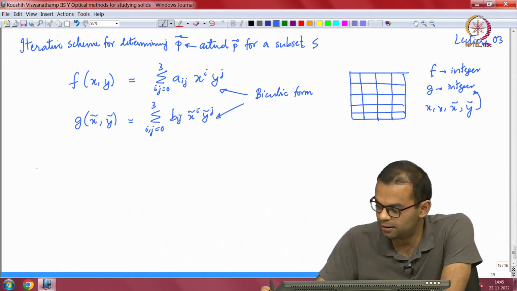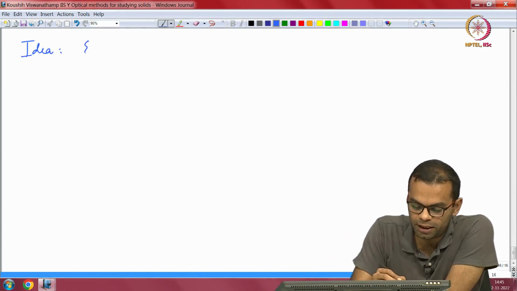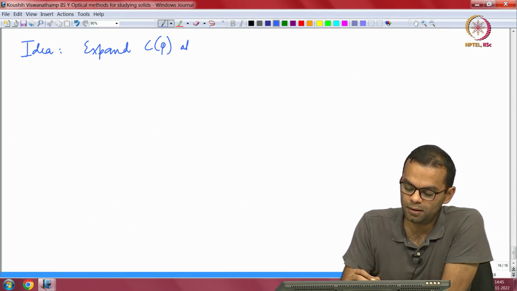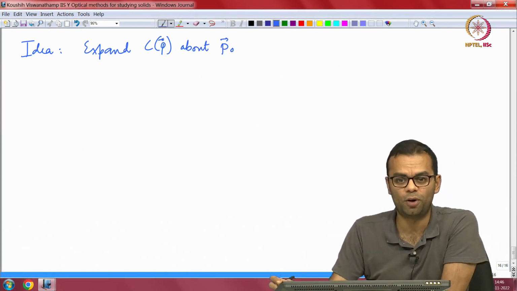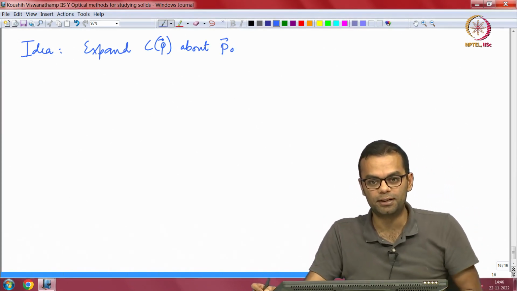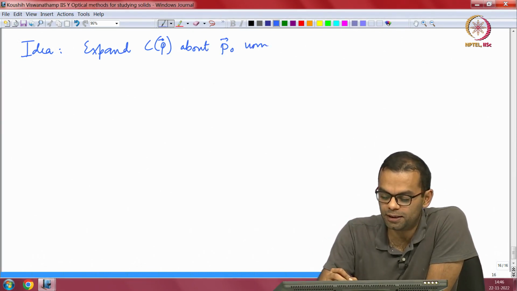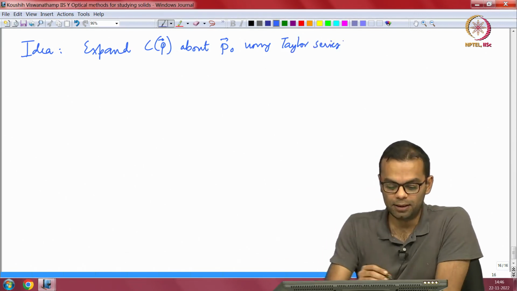The main idea that we are going to use is to expand C of p about some point p naught. It does not matter what point this is, just an arbitrary point, we will make some sense out of what point to use at the end. We will do this expansion using Taylor series, simple Taylor series truncated at 2 terms.